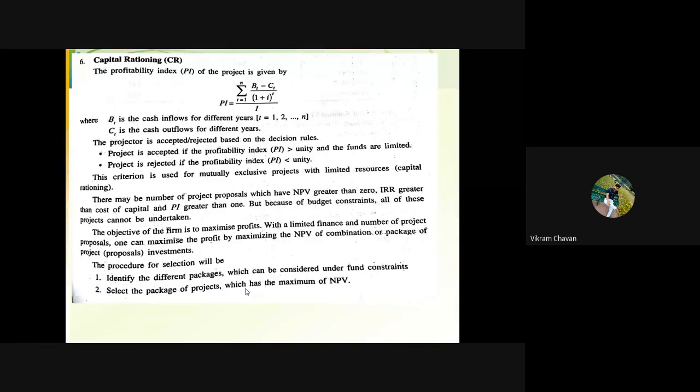So it is the summation of that net cash flow with the discount rate, that is, 1 plus i raised to t, which provides the discounting for that particular cash flow. If this profitability index is greater than 1, then we have to select that particular project with limited fund resources. If the profitability index is less than 1, then one should not undertake that project. Okay, getting everyone?